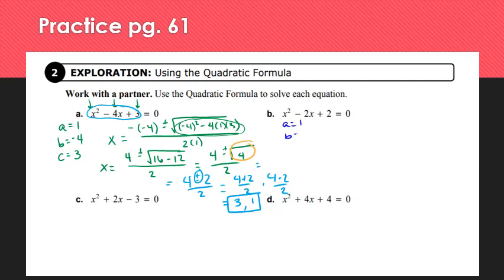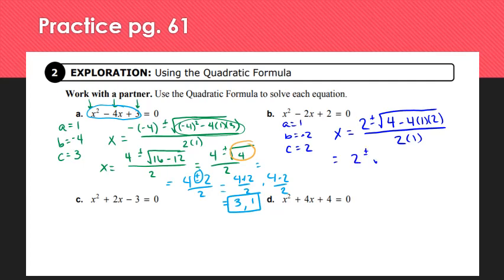So A is 1, B is -2, and C is 2. So I'll have x equals negative b. Since b is -2, I think you understand now that the negative of -2 would be positive 2, plus or minus the square root of b squared, which would be 4 because it's -2 squared, minus 4 times a times c, all over 2a, so that would be 2 times 1. So this would be 2 plus or minus the square root of 4 minus 8 over 2.